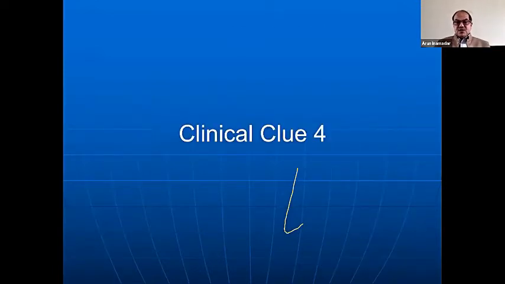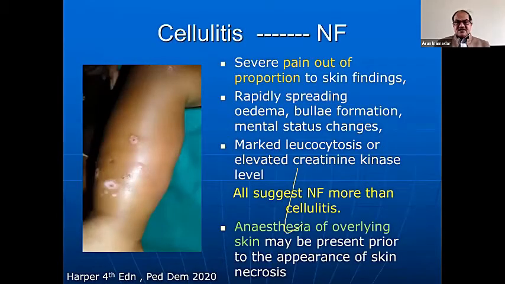Then coming to clinical clue number 4, whenever you see a cellulitis, you should also suspect when it goes in for necrotizing fasciitis. What are the clues? One is severe pain out of proportion to the skin findings, rapidly spreading edema, bulla formation, mental status changes, and there can be marked leukocytosis or elevated creatinine kinase level. They all suggest necrotizing fasciitis more than cellulitis. And one more thing, anesthesia of the overlying skin may be present prior to the appearance of the skin necrosis. That is the end stage of necrotizing fasciitis.